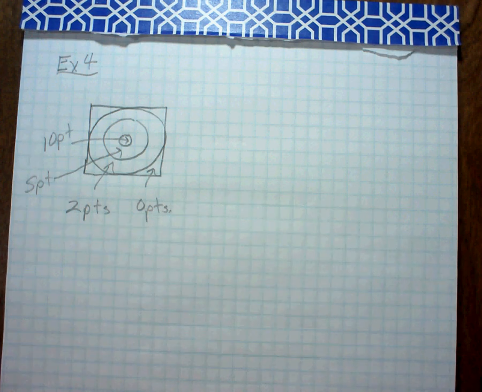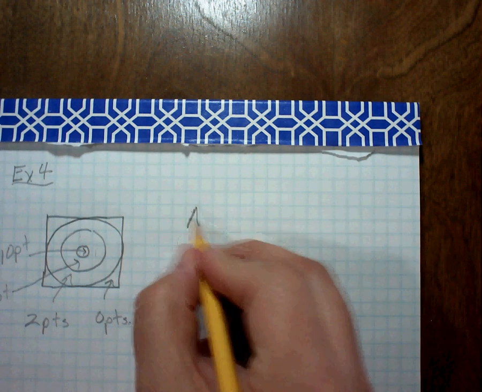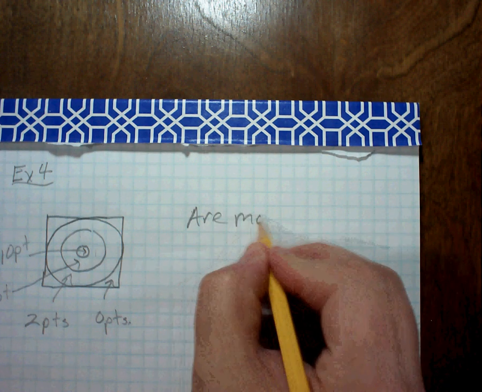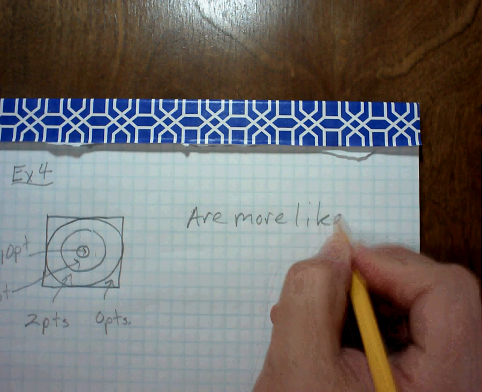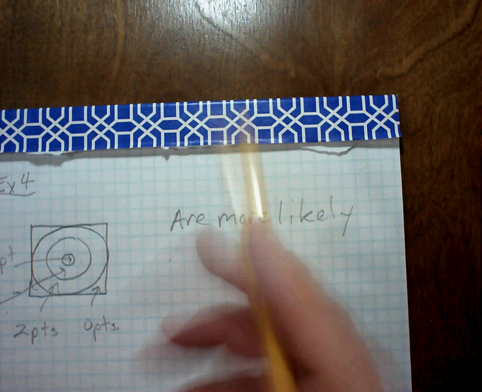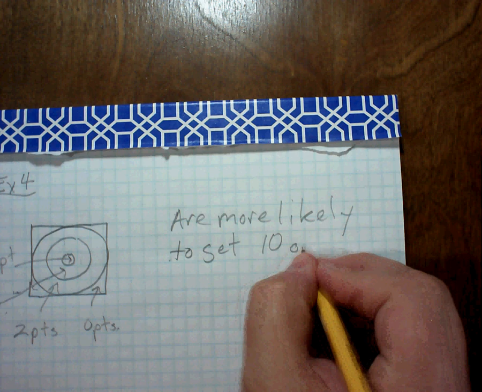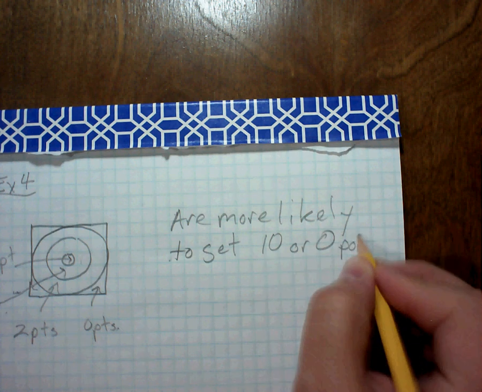Okay? And so they want to know, if you throw a dart, your dart is equally likely to hit any point inside the square dartboard, right? Are you more likely to get 10 points or 0? So the question is, are you more likely to get 10 or 0 points?